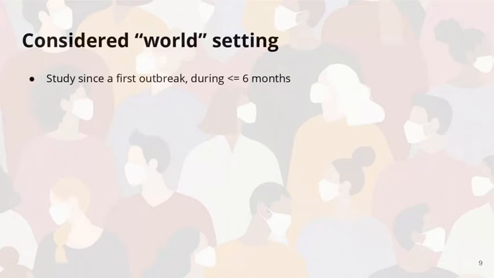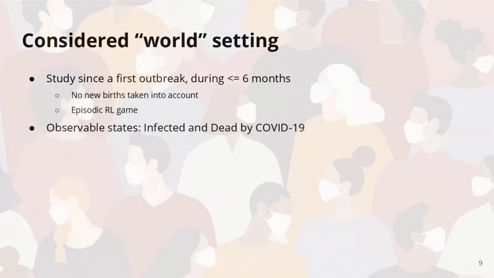I consider only a first outbreak during less than 6 months, where there are no new births, so we have a constant population size. And this allows us to set this problem as an episodic game. We can only observe the infected and deaths by COVID-19, as the data is publicly available only on those, and we limit the study to one model per country, because during this pandemic we have seen that most of the countries have remained isolated from the rest.